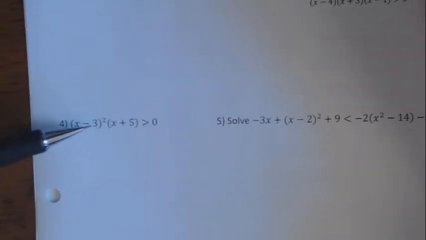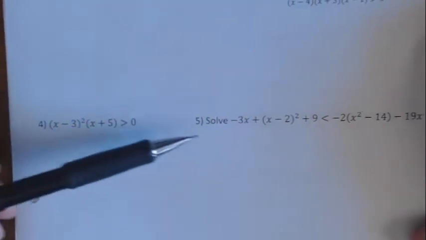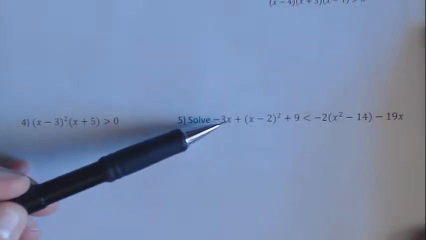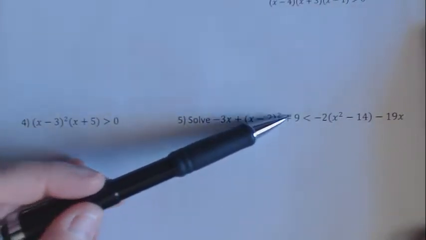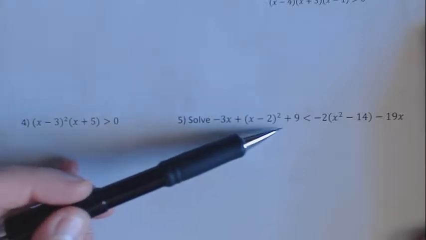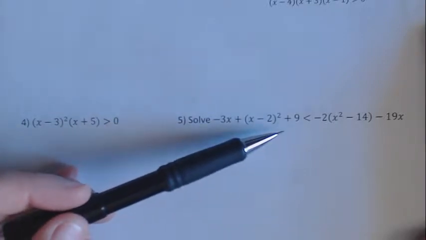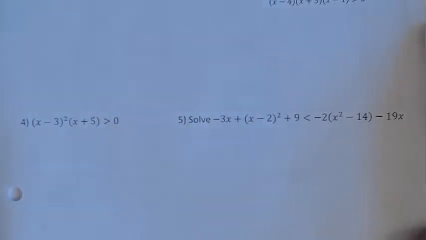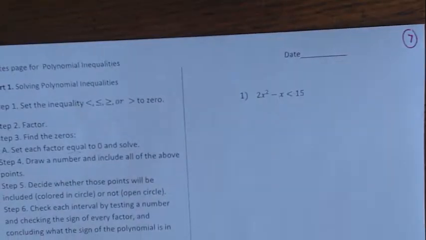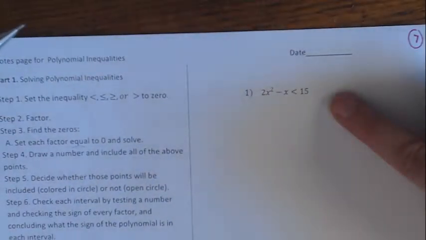Number 4 is also already factored, but it's got a multiplicity of 2. We'll talk about that. And then I put number 5 in there just to remind you that this is not factored. These pluses mean that you're going to have to multiply all these terms out and then add like terms and then factor.